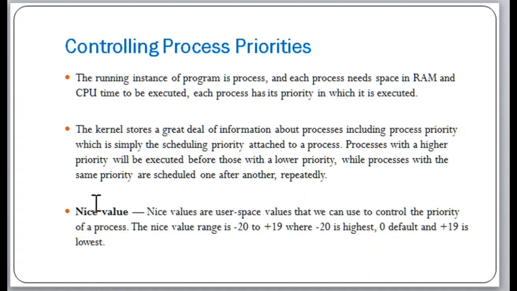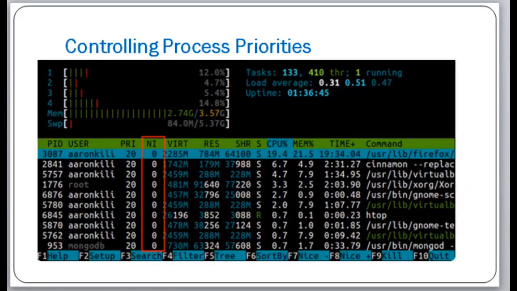So guys, this is done through something called a nice value, okay? Nice values are a user space value that we can use to control the priority of a process. The values range from -20 to 19, where -20 is actually the highest, 0 is default, and 19 is the lowest value, okay? So we can check that out here.